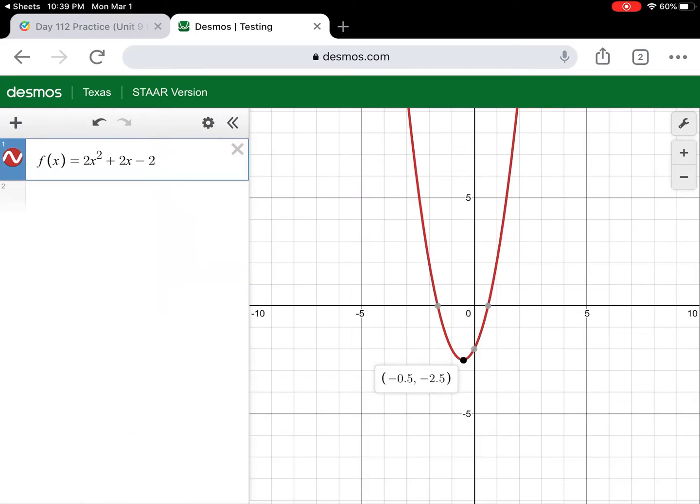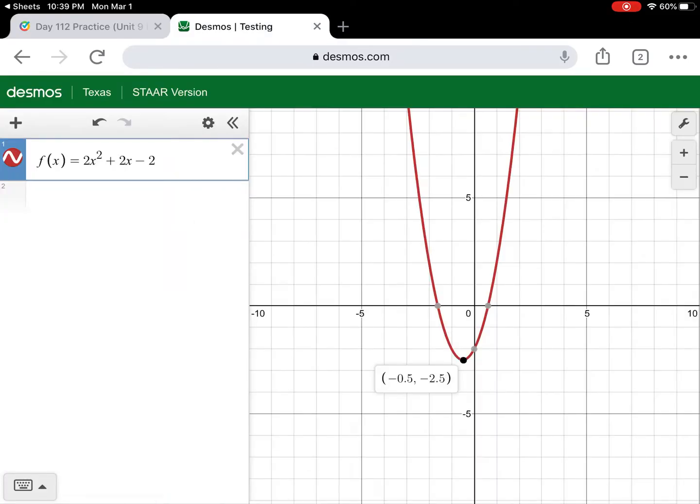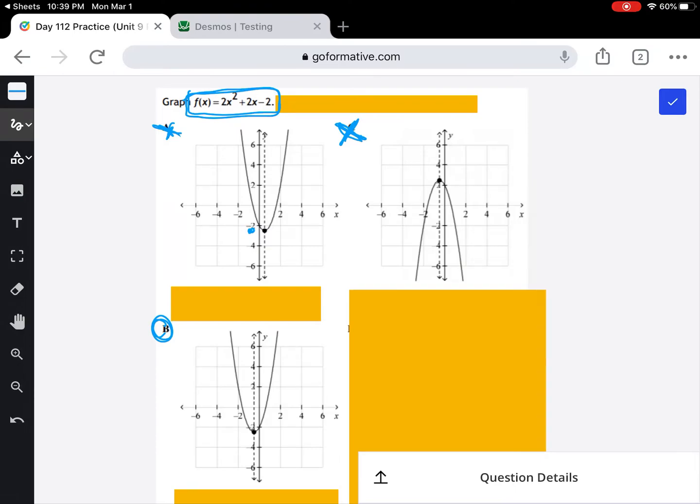When we look at this graph, the vertex is just to the left of the y-intercept. So it's not A, because that vertex is not on the left side of the y-intercept. It's definitely not C, because that one's upside down. So B looks exactly the same as this graph here. Okay, so we just graph that question and look to see which one looks the same.